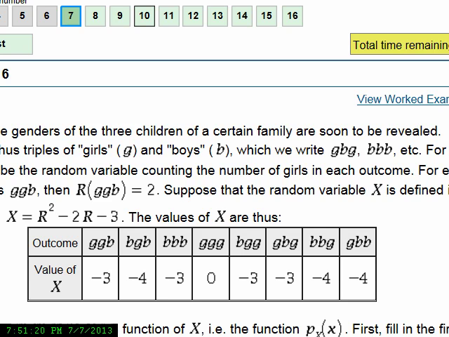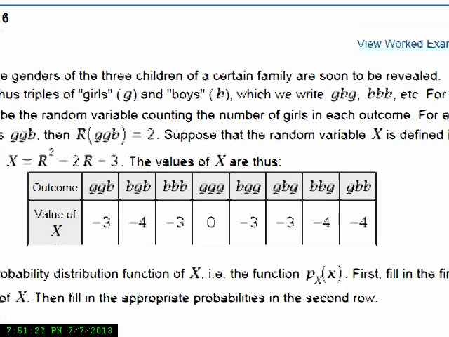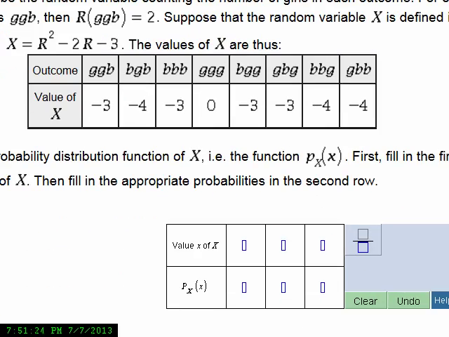There you go. And so they ask us to calculate the probability for X. So we're going to take a look at the values. We can see that there's a -3, a -4, a 0. I think that captures all of them. So the -3 occurs 1, 2, 3, 4 times. So 4 out of 8 possibilities, so 1/2.